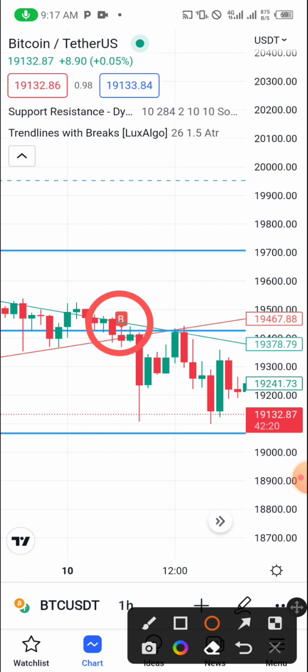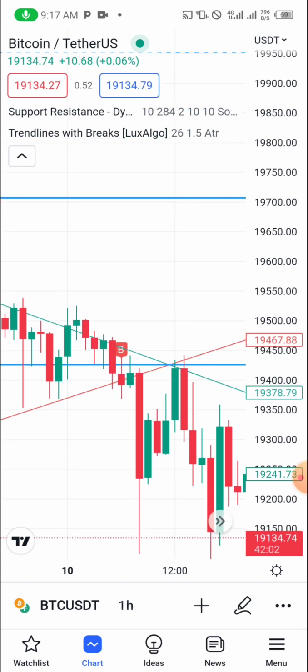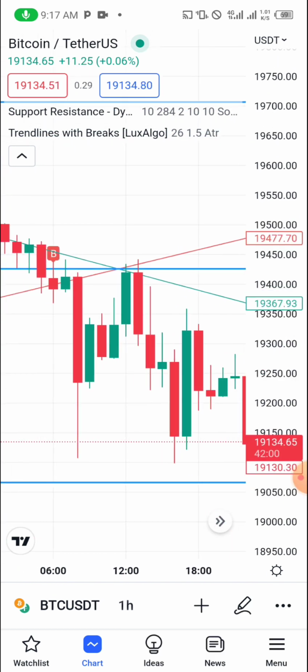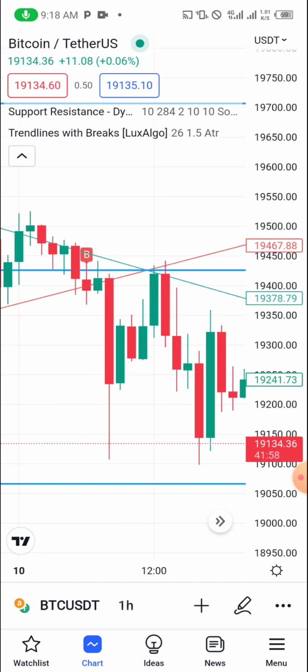Now, that resistance here, let me show you guys something. This resistance, this line, is showing us that there's actually sellers dominant at that point in time, and they are pushing the price downwards. Do you see it? Sellers are what? Pushing the price downwards. Let me zoom out so you see what I'm saying.